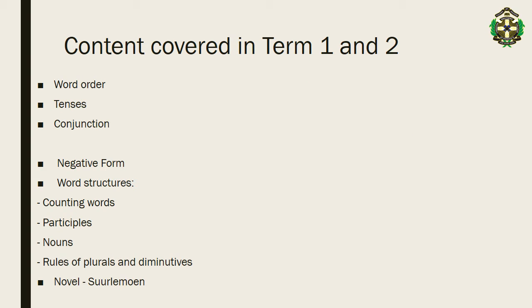The content that we covered in term 1 and 2 was word order, tenses, conjunctions, the negative form, and then word structures, which was counting words, participles, nouns, and rules of plurals and diminutives. We also read from the novel Suurlemoen.